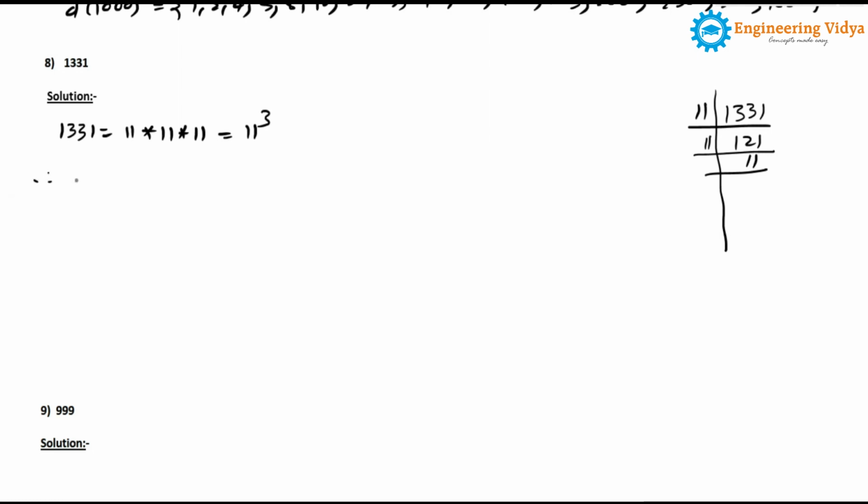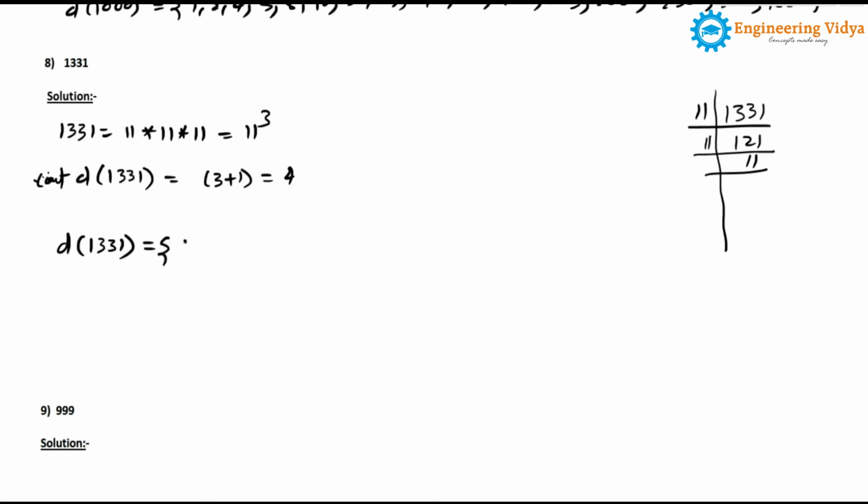So therefore the count of divisors of 1331 will be nothing but equal to 3 plus 1. Here the power is 3, right? So only 4 different numbers will be there that can divide the number 1331. And what are those numbers that we need to find? So here I'll write the divisors of 1331.